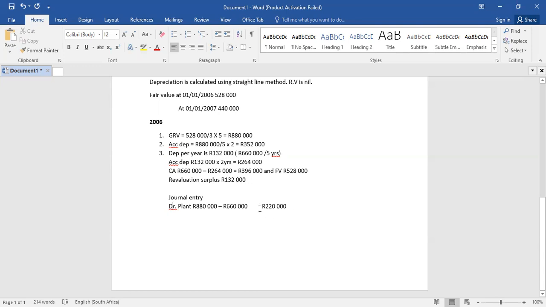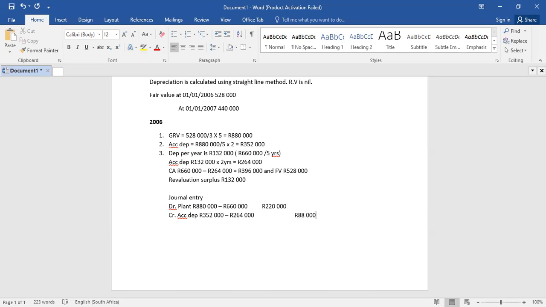Then once you've debited your assets, you have to credit your accumulated depreciation. Now, for accumulated depreciation you do the same thing. The difference between the accumulated depreciation we would have had if the asset was bought for 880,000. Here is the accumulated depreciation I have calculated, 352,000, minus the accumulated depreciation we currently have, which is 264,000. What comes out? 88,000.